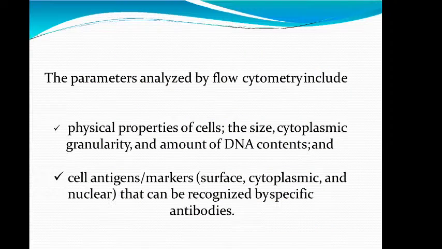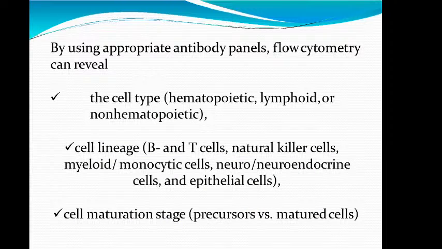So the parameters analyzed by flow cytometry include, number one, physical properties of the cells. You have to keep this in mind. We are able to know the size, the cytoplasmic granularity, the amount of DNA content. All these things can be counted. Even cell antigens, markers, can also be recognized by using specific antibodies. So this is the main thing.